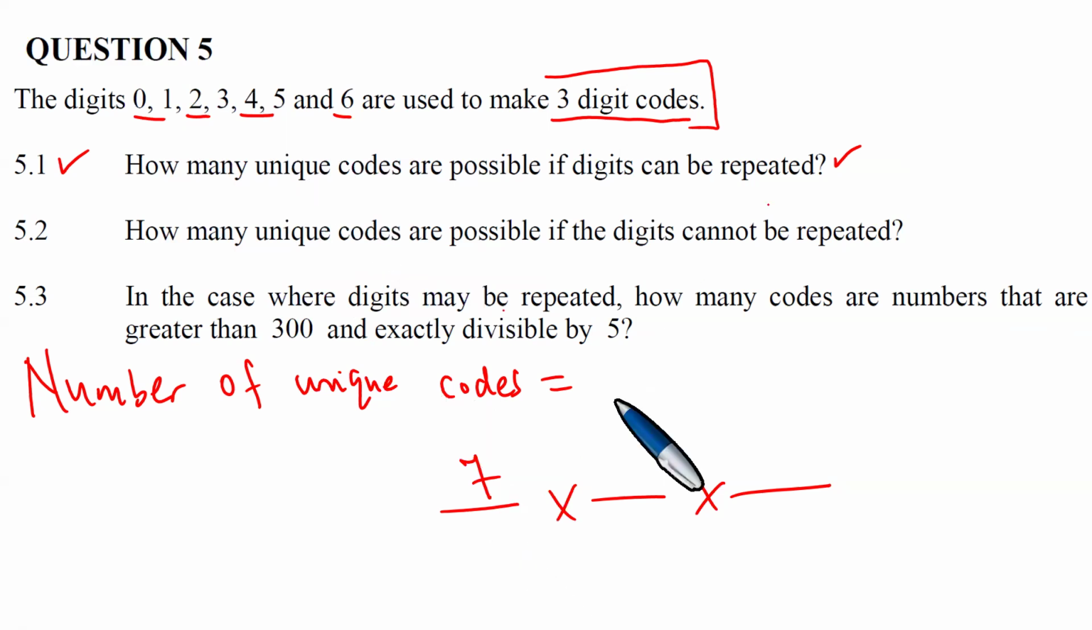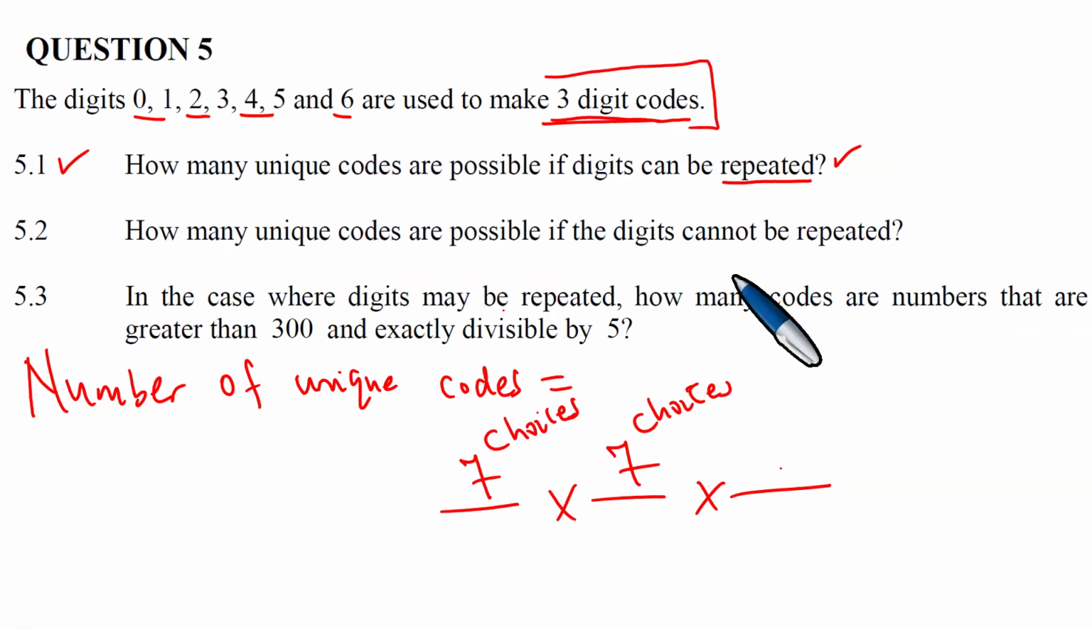Right after that, we can repeat, because digits can be repeated. So we can still put any digit here. We are spoiled for choice. So we have 7 choices, and we also have 7 choices. We are dealing with 3-digit codes, so the code will have a digit here, a digit there, and a digit there. So we also have 7 choices.